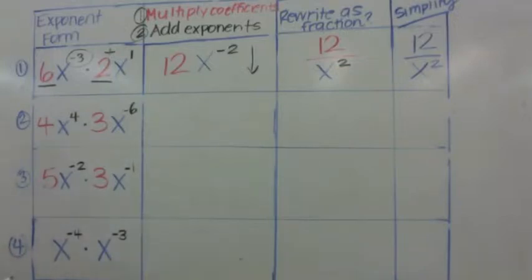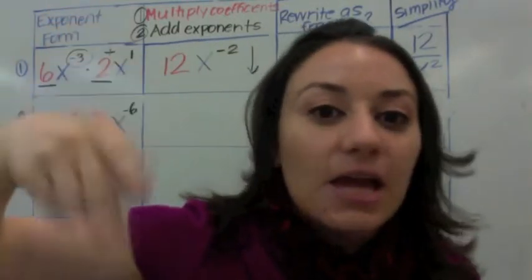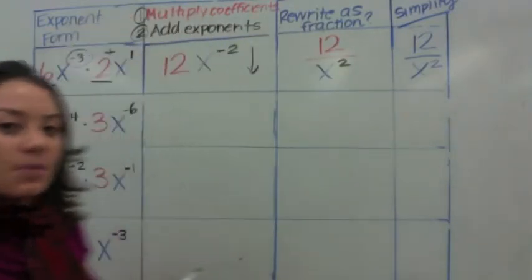All right, let's try the next one. Remember, first you have to multiply coefficients. What do you have to do first? Multiply coefficients. I didn't hear you. Say it again. Multiply coefficients. Get with me, people. Then you're going to add the exponents.